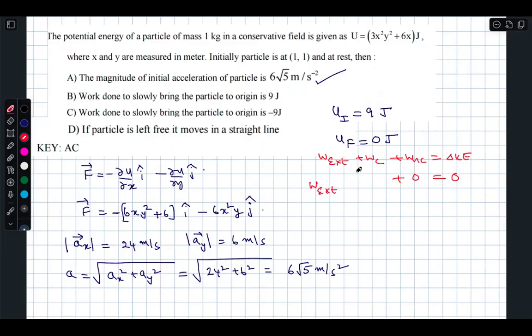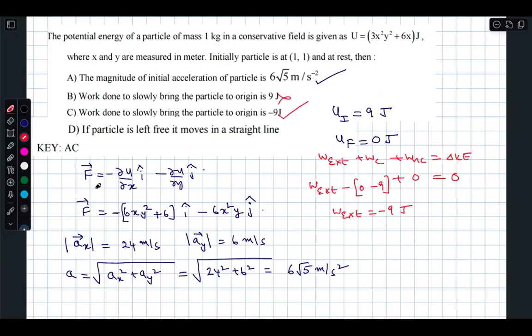Work, what is work done by conservative force? Minus of U final minus U initial. 0 minus 9. Correct enough? So therefore, work done by external force is minus 9 joule.